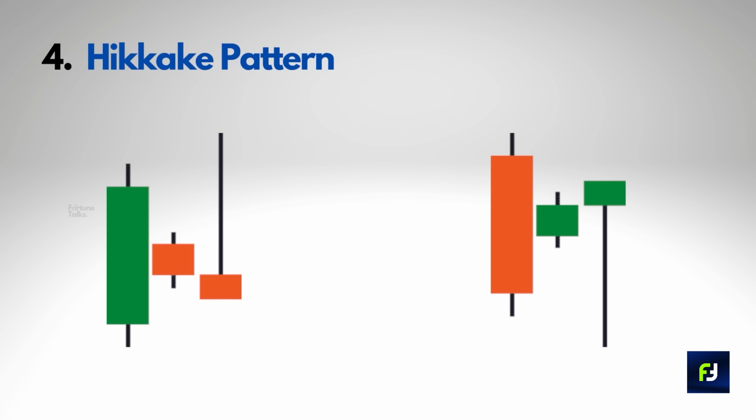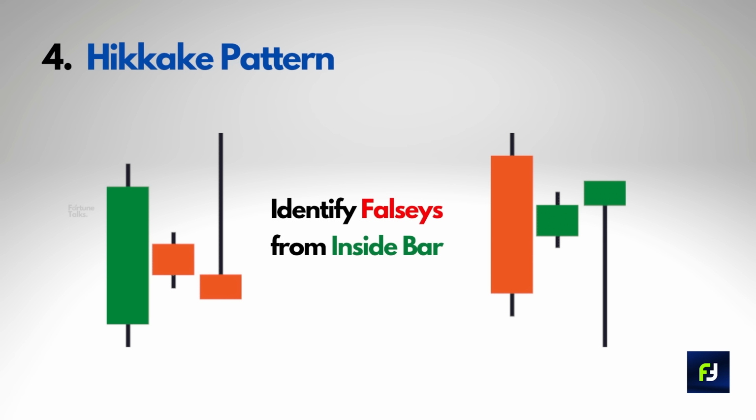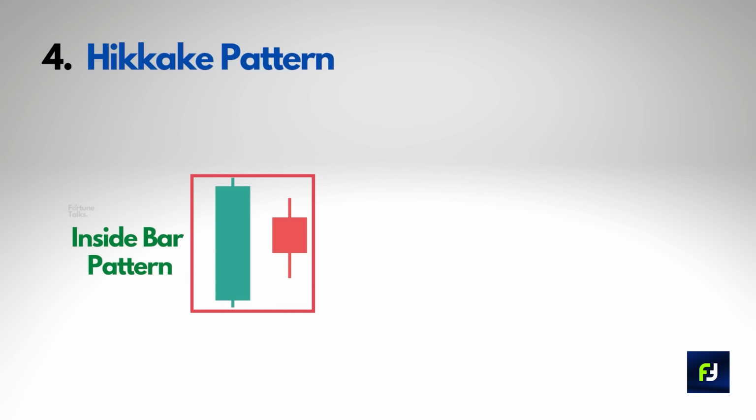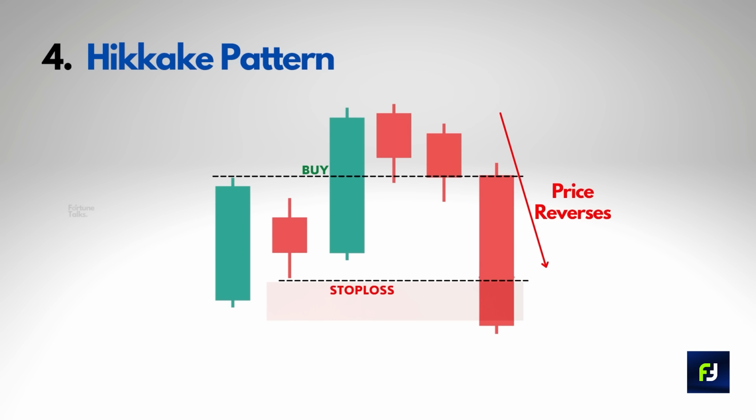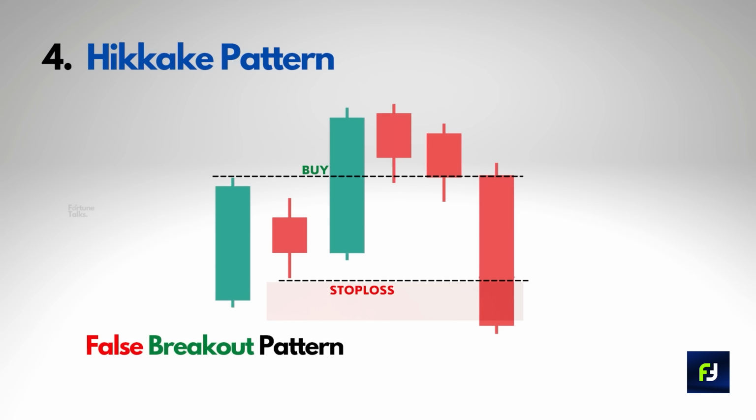This is actually a must-know pattern for all the traders because this pattern helps you identify a false breakout from the inside bar pattern. Imagine this situation. You identified an inside bar and you are hoping that the market will go higher, or simply you have a bullish outlook. So you go long when the price breaks above the highs of the inside bar. But the next thing you know, the market does a 180-degree reversal and collapses lower, and you are now in deep loss. Now this is what we call a Hikake pattern, which is a false breakout pattern.